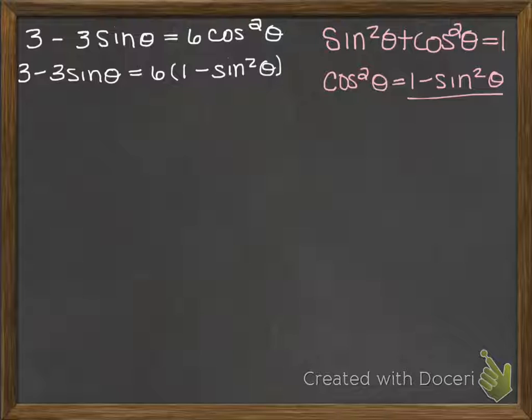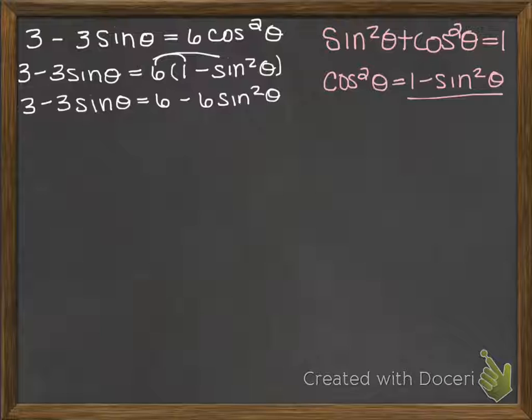Pythagorean identity. The next thing I want to do is distribute this 6 and then move everything over to the left. So I have 3 minus 3 sine theta is equal to 6 minus 6 sine squared theta. I'm going to subtract 6 from both sides, and I'm going to add 6 sine squared theta to both sides.